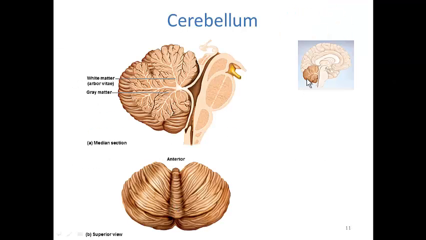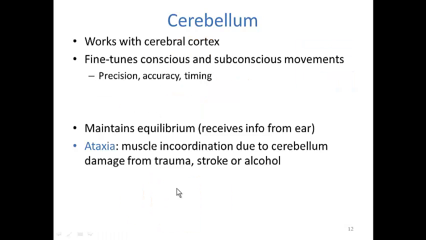So here we have the cerebellum. Here's the cerebellum in a sagittal view and a superior view. The cerebellum works very closely with the cerebral cortex. I've heard the analogy before that the cerebellum is kind of like the vice president, and then the cerebral cortex would be like the president. So the cerebellum works very closely with the cerebral cortex to help get several different functions done.